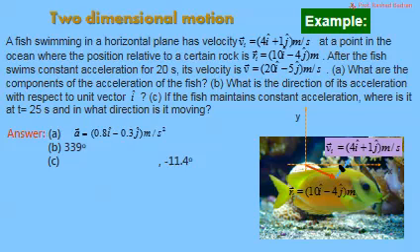And the expected answer for A is 0.8 i hat minus 0.3 j hat meters per second squared, whereas the direction of the acceleration with respect to the vector is 339 degrees, and the position of the particle at a later time of 20 seconds is going to be 360 i hat minus 72.7 j hat meters, with an angle of 11.4 degrees below the x-axis.